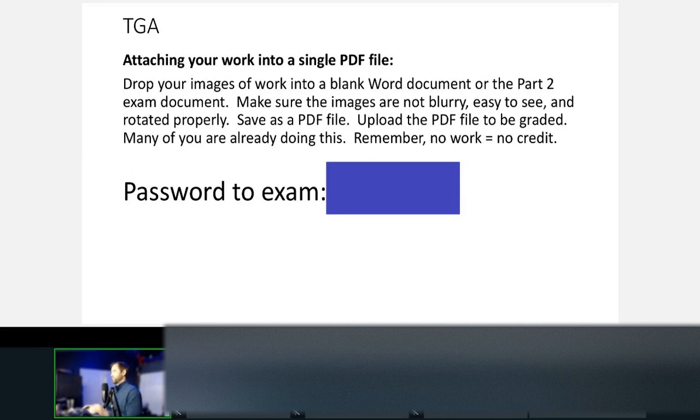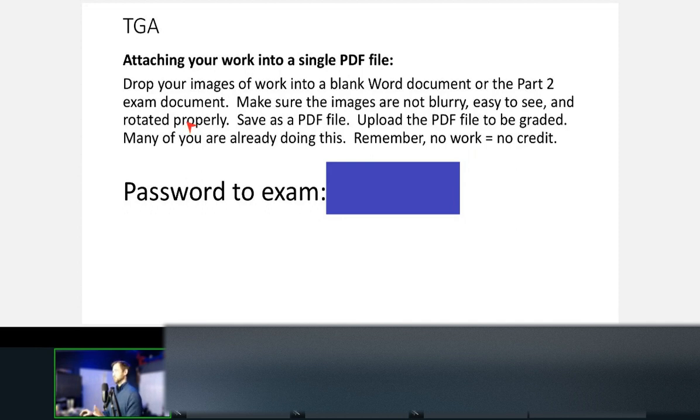is my final answer. All right, like it says here, attach your work in a single PDF file. Please don't upload more than one file. You need to drop your images, your work, into a blank Word document or the actual Part 2 document. Make sure the images are not blurry. This is a big one. A lot of you are uploading super blurry pictures. If I can't see it, I can't grade it. Make sure it's easy to see and rotated properly. Don't put your images sideways.